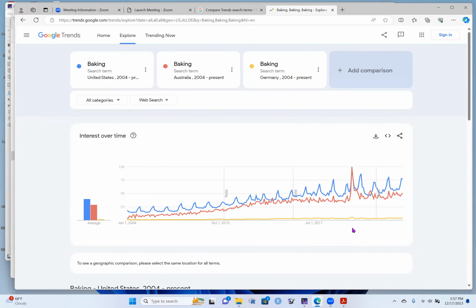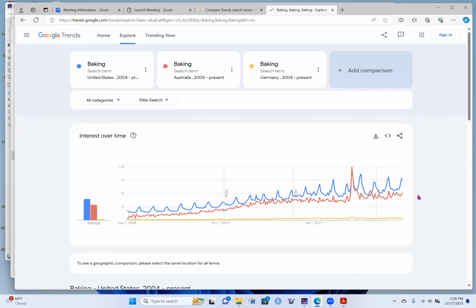And now the third question is, what do we predict will happen to the interest in baking in those countries after the last date that we have here, which is December 2023? Well, it looks like in the United States, interest in baking will continue to increase. In Germany, interest in baking will continue to increase. And in Australia, interest will also continue to increase, but the rate of increase seems to be higher in the United States and in Australia.